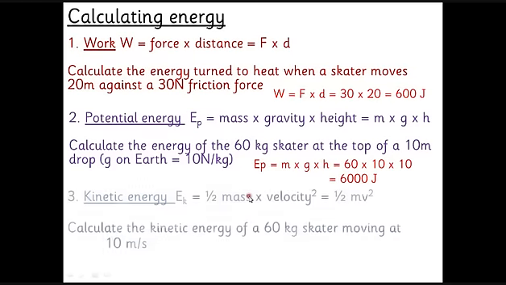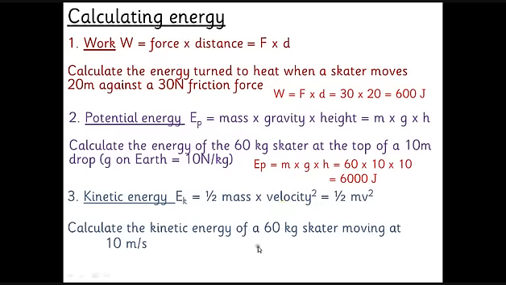Okay, the trickiest equation is the kinetic energy. Kinetic energy, EK, is a half times the mass times the velocity squared. Be careful when you put this in a calculator, only the velocity part is squared, so don't do a half times the mass times the velocity and then press squared and get everything squared, just the velocity is squared.